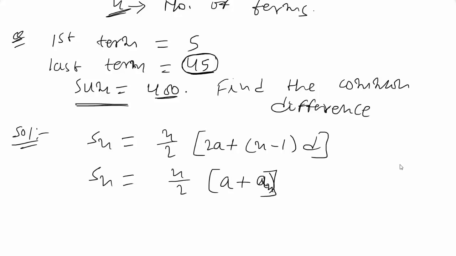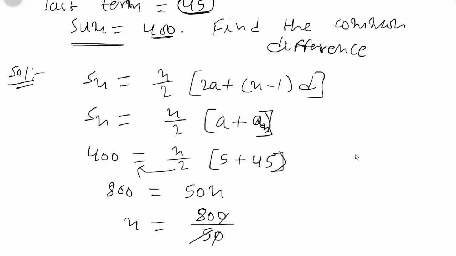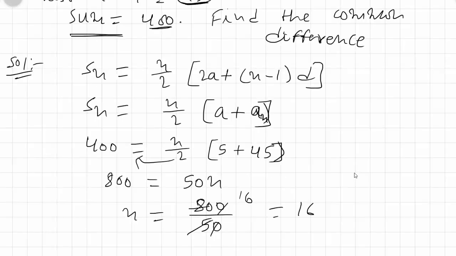Okay, now let us place all the values which we know. Summation is 400 and we don't know n. a is 5 and the last term is 45. From this we can evaluate the value of n, meaning we will know how many terms there are in this series. So this 2 will get multiplied to that side, so it will become 800 is equal to n times 45 plus 5, which is 50n. So n will be 800 divided by 50. So 16 times 50 is 800, it gets cancelled. So n is 16. Means the 16th term is 45.